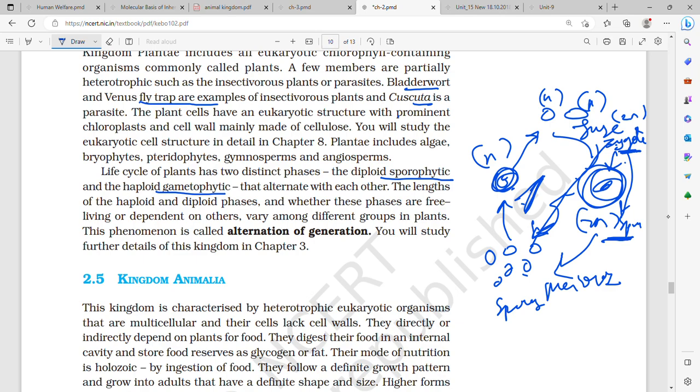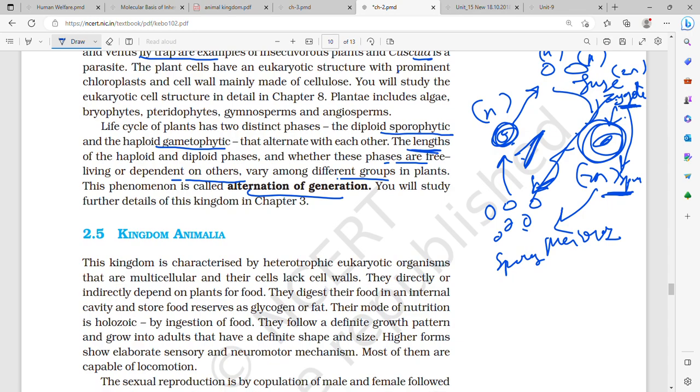Bryophyte and algae, they alternate with each other, sporophytic and gametophytic. The length of them, whether these phases are free living or dependent on others, varies among different groups. The phenomenon is called alternation of generation.